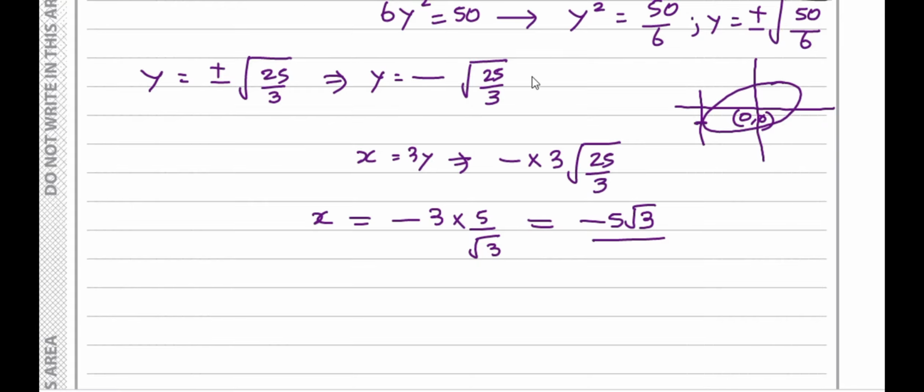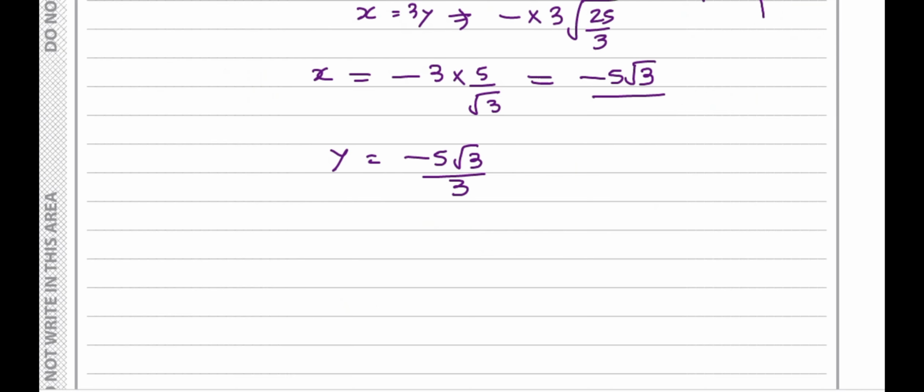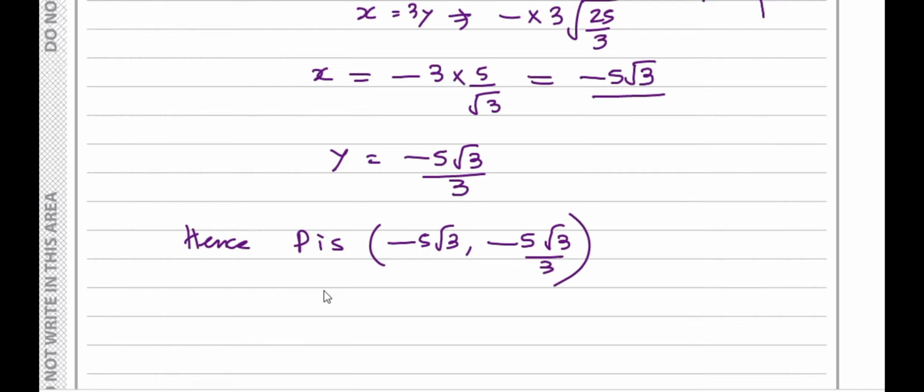Simplifying this y value, this is equal to minus the square root of 25, which can be written as 5 over the square root of 3. So we can rationalize this denominator here. Therefore, y equals minus 5 root 3 over 3. So hence, P's x coordinate is minus 5 root 3, y coordinate is minus 5 root 3 over 3. So it is mathematically correct to write like this.